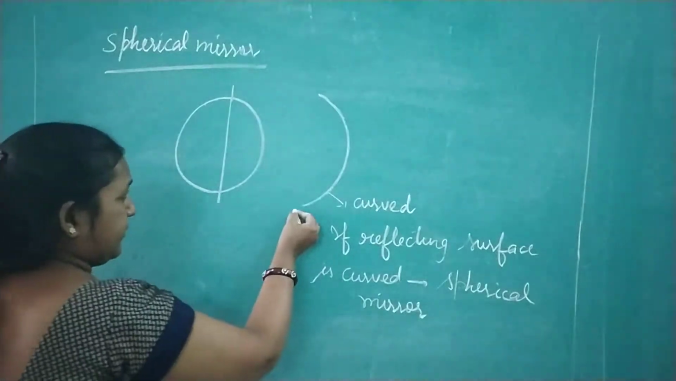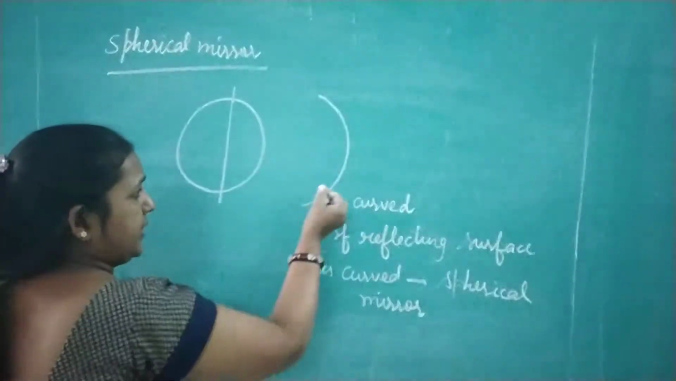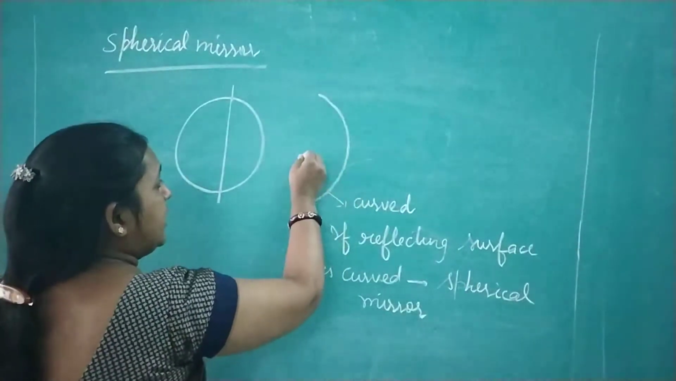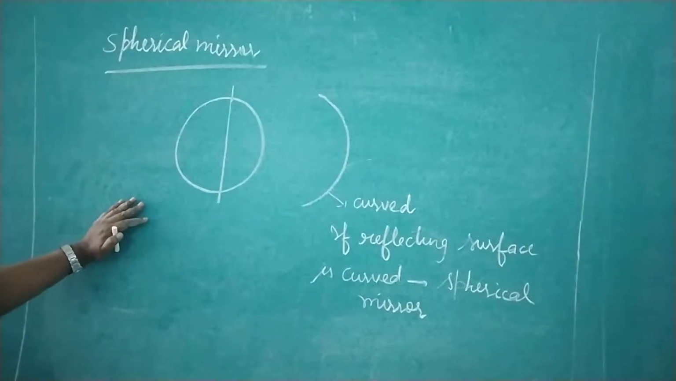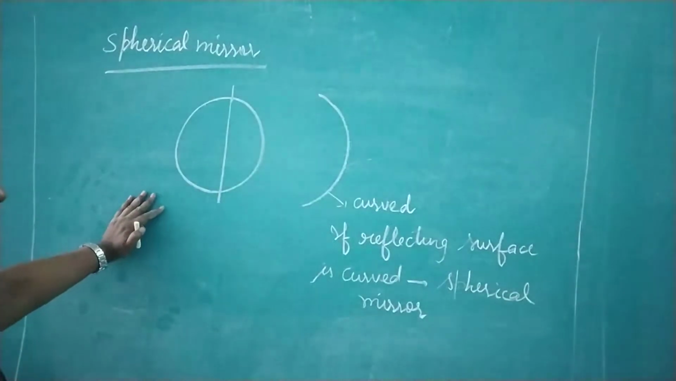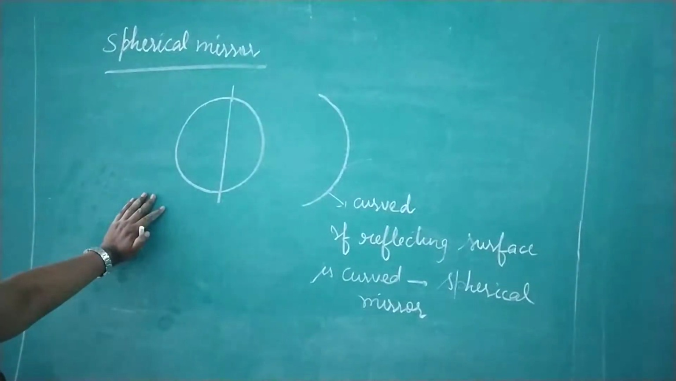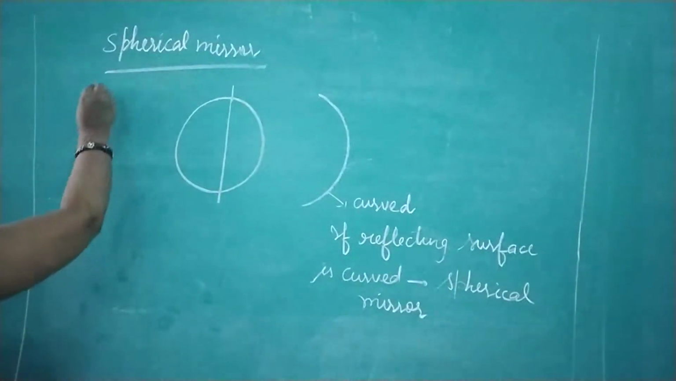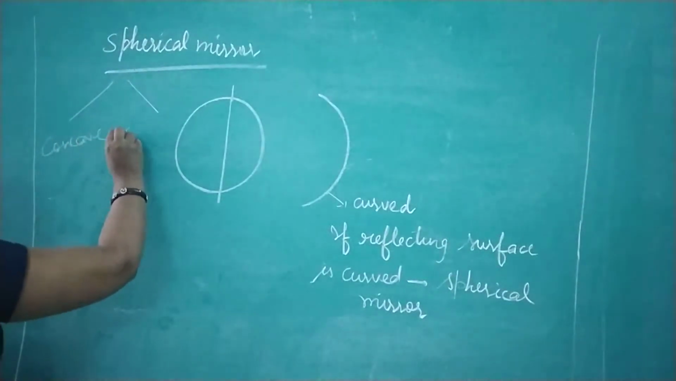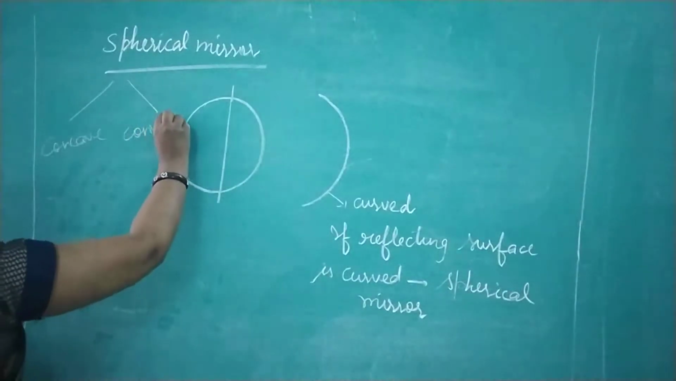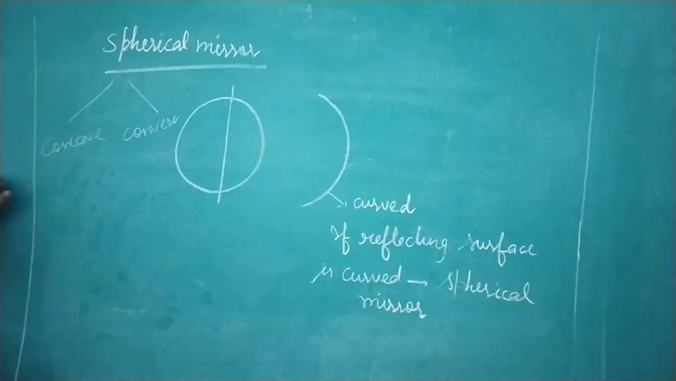So this curved surface has two reflecting surfaces, one this and one this. Due to these two types of reflecting surfaces, two types of mirrors are formed. One is known as concave and the second one is known as convex mirror, right? So one is concave and another is known as convex mirror.